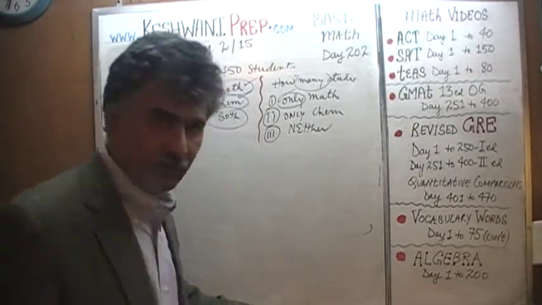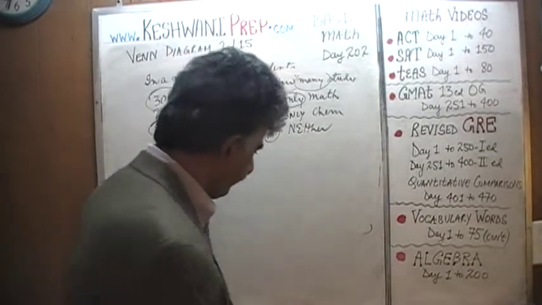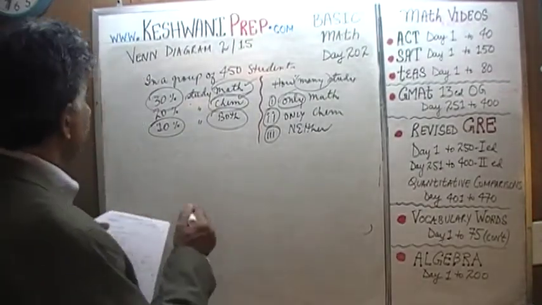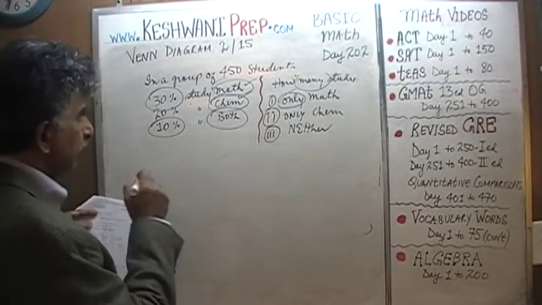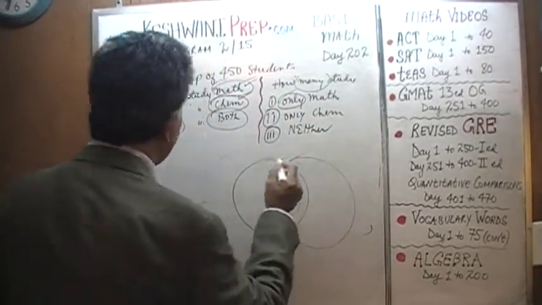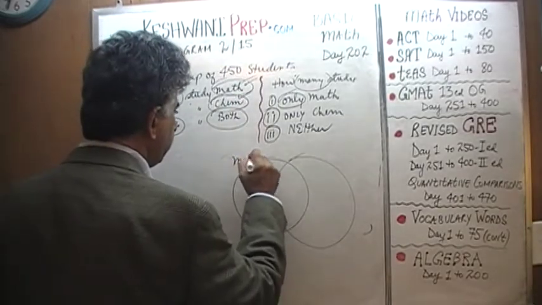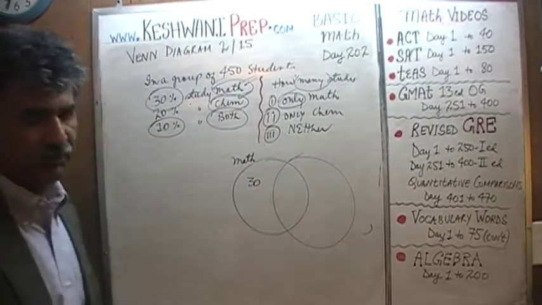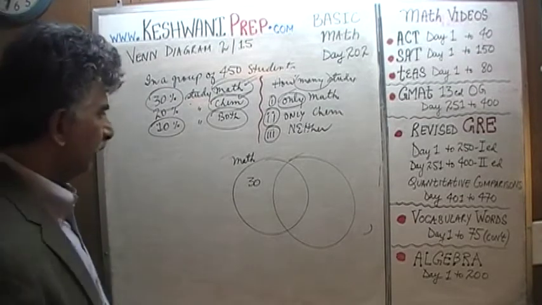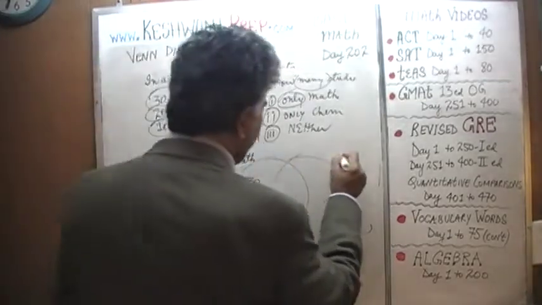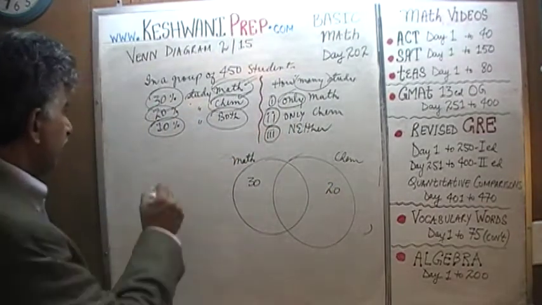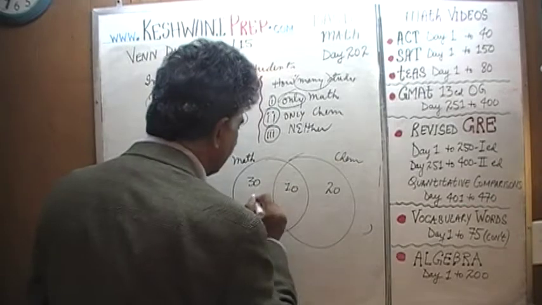Let's see what we can do, shall we? So here's our Venn diagram. Math: 30% we are told study math. We just put down 30. Forget about the percentage sign right now. Let's pretend that there are 100 people, we'll keep it simple. We are told that 20 of them study chemistry. We are further told that 10 of them study both.